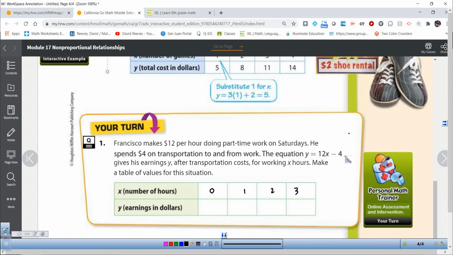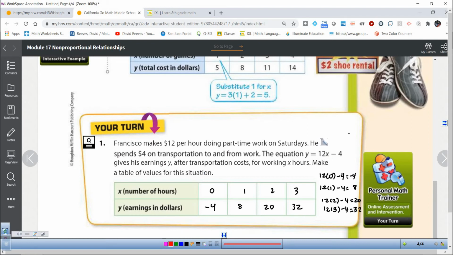If he works 0 hours, but he still took the bus, 12 times 0 minus 4 gives us negative 4. What a bummer. He took the bus and then didn't work. He lost $4 that day. If he worked one hour, it would be 12 times 1 minus 4, and that would be 8. If he worked 2 hours, 12 times 2 is 24 minus 4 is 20. And 12 times 3 is 36 minus 4 is 32.